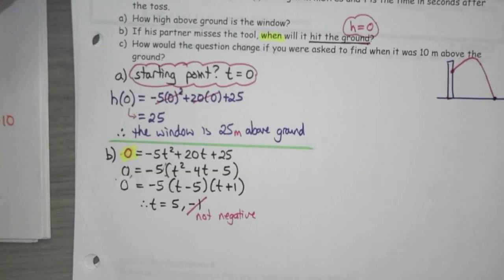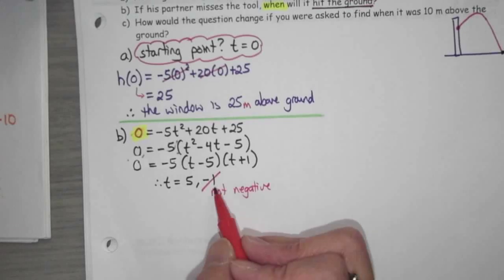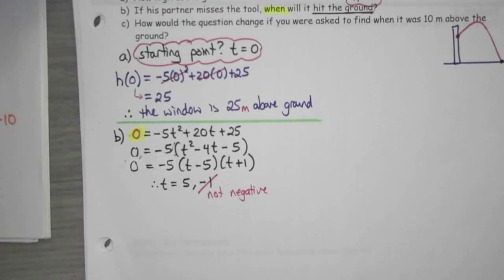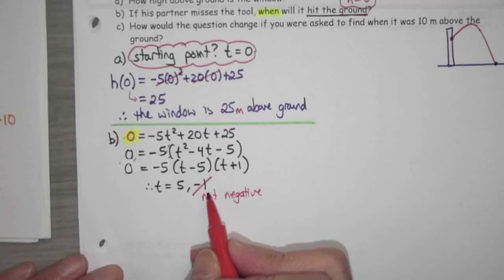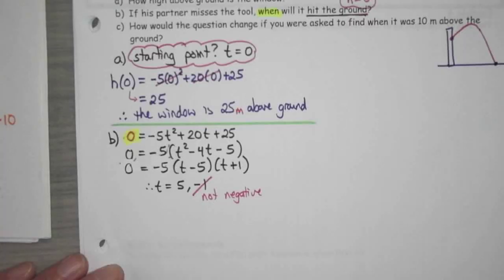Yeah, so you're over here. So that makes no sense. It's before you even got to the window. So negative time doesn't work, right? So you look at the scenario. Time cannot be negative. Time just can't be negative. That's usually just a no-no. So we go, nope, time can't be negative. So then I only have one answer.